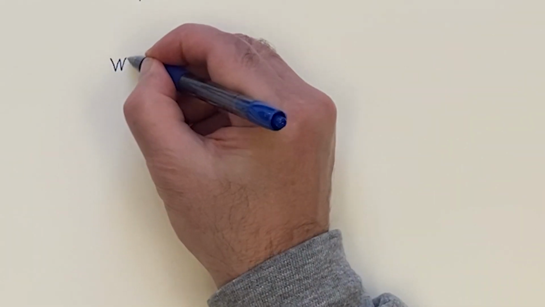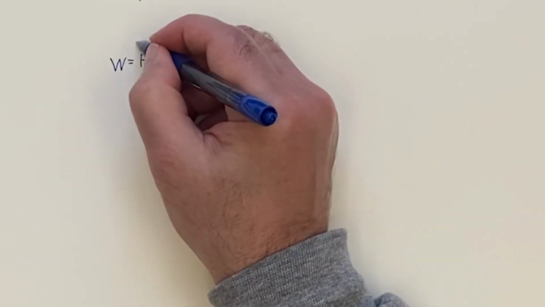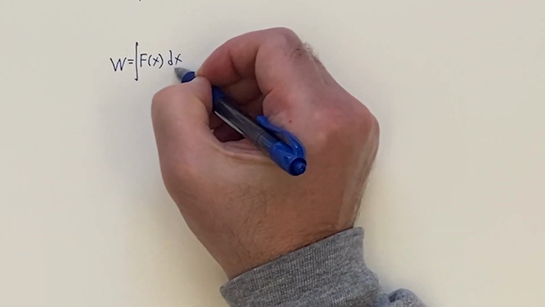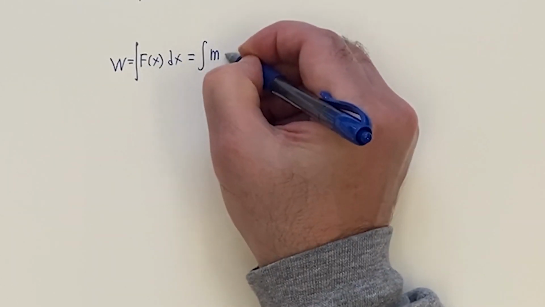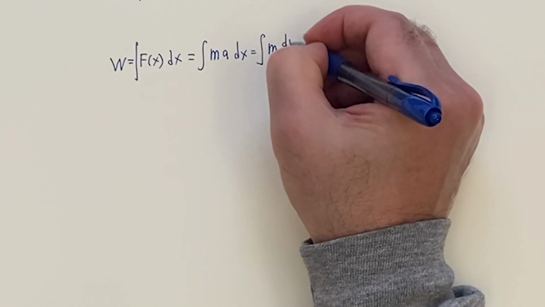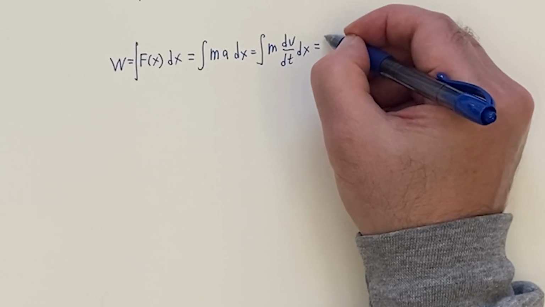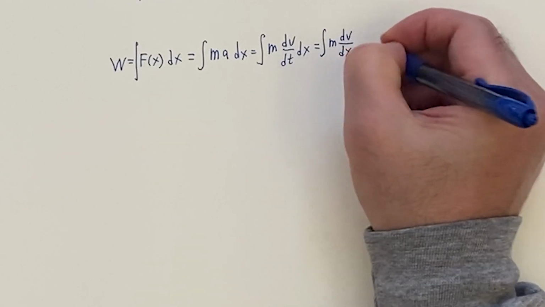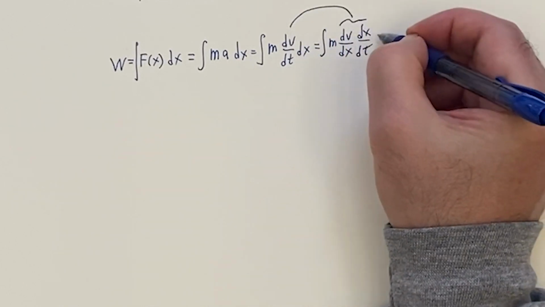Okay, so if you have a force that's varying with respect to x, then it's time to do an integral. So we integrate this out. If we use F equals ma, then this is ma dx. Then this is m, and what is a? It's dv/dt, and this is dx. And now watch this trick. A little chain rule: m times dv/dx, and then dx/dt. So we still have the dv/dt.